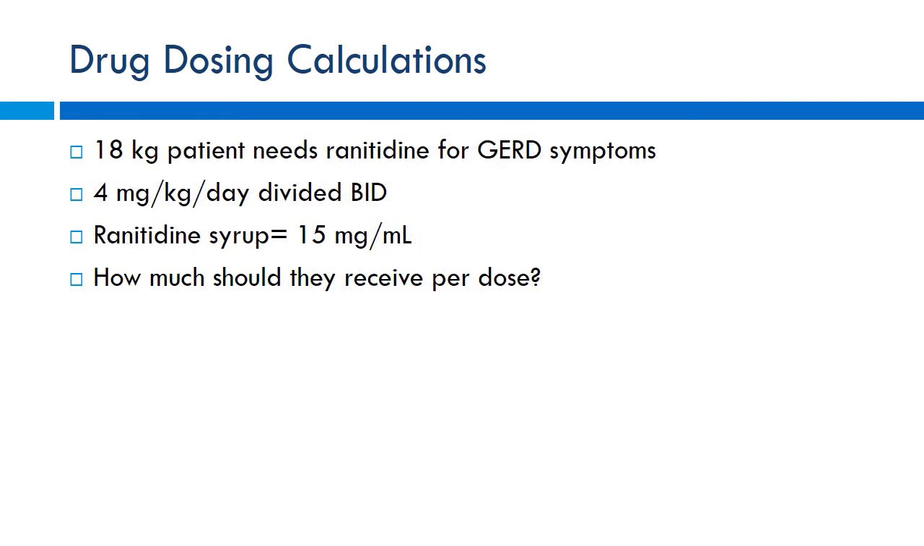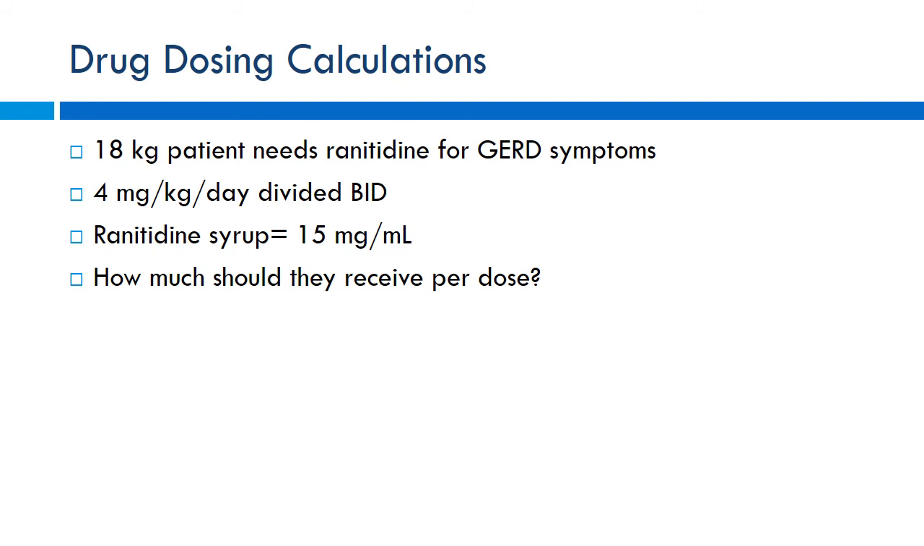Okay, so the next problem we have here, say we have an 18 kilo patient who's going to need Zantac, which is an H2 blocker. It's going to be for GERD symptoms. The dosing you would see in your drug reference would be 4 milligrams per kilogram per day, divided twice a day. We know that the Zantac solution comes as 15 milligrams per mL. Now the question is, how much should that patient receive per dose?